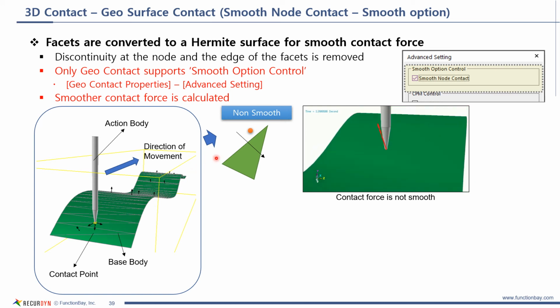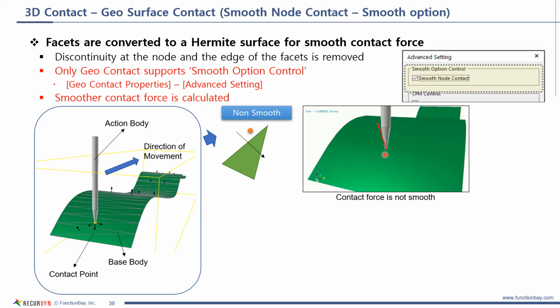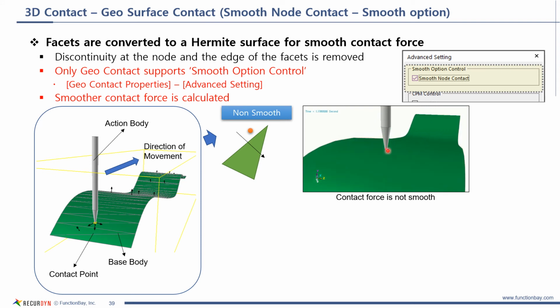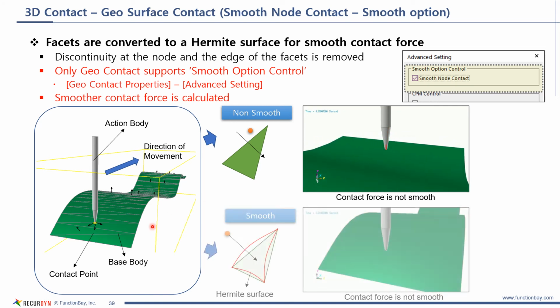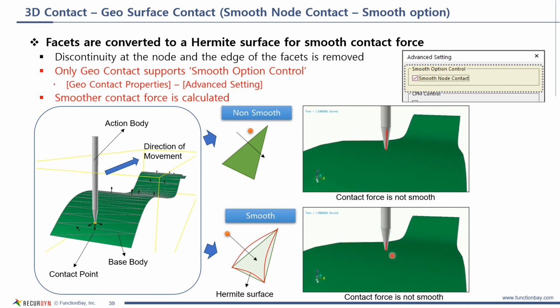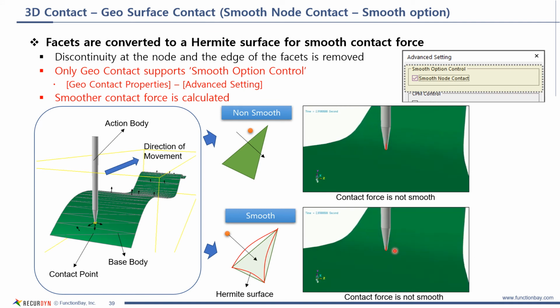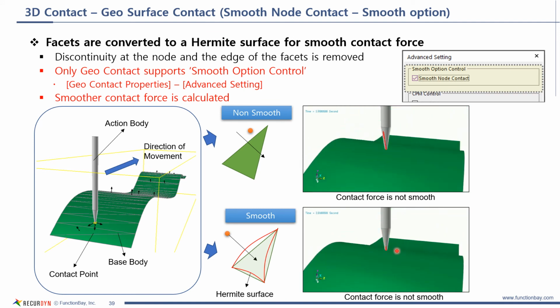As you can see, when this option is not used, the magnitude of the contact force is not smooth. You can see the direction and magnitude changes a lot. But with this option on, the contact force becomes very smooth. See? The contact force, the direction and magnitude changes very smoothly.